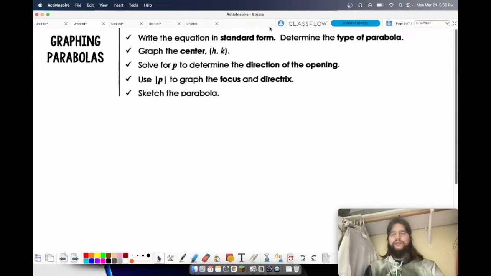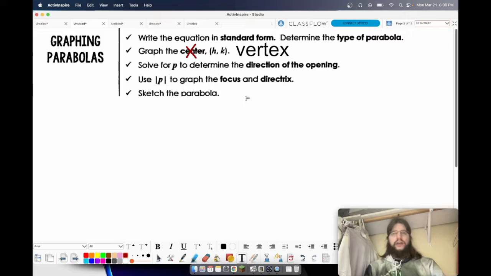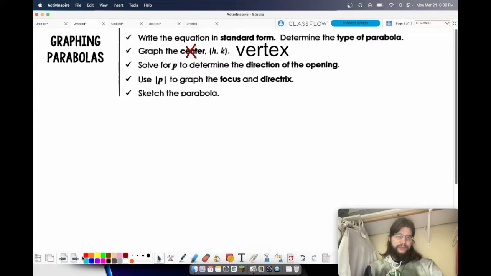So put it in standard form. You probably have some completing the squares to do, just the same thing we've been doing. Start with the center. Center? You mean vertex? Okay, that should say vertex. Then solve for p. Well, we're going to count after we find p to find the focus and the directrix. And we're going to sketch the thing. So let's just get started.